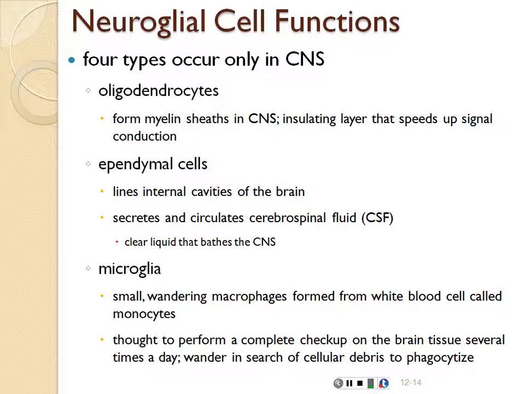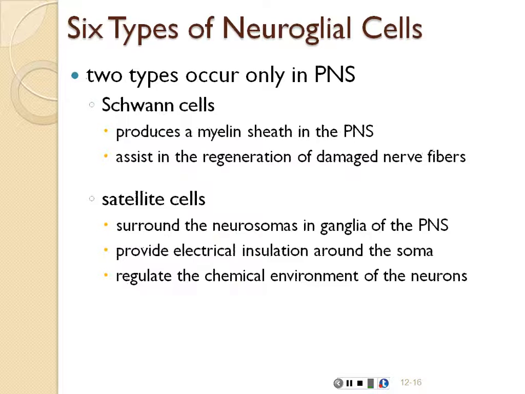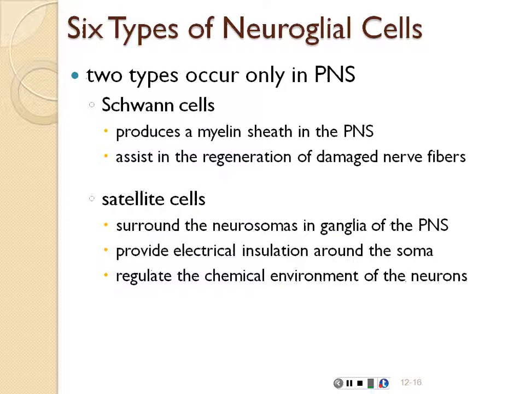And I don't expect you all to just memorize all of this. The main thing about oligodendrocytes and Schwann cells, so look at oligodendrocytes and Schwann cells. One's in the CNS, the other's in the PNS. And look at their function. So the function of oligodendrocytes is to form the myelin sheath in the CNS. And Schwann cells produce myelin in the PNS.